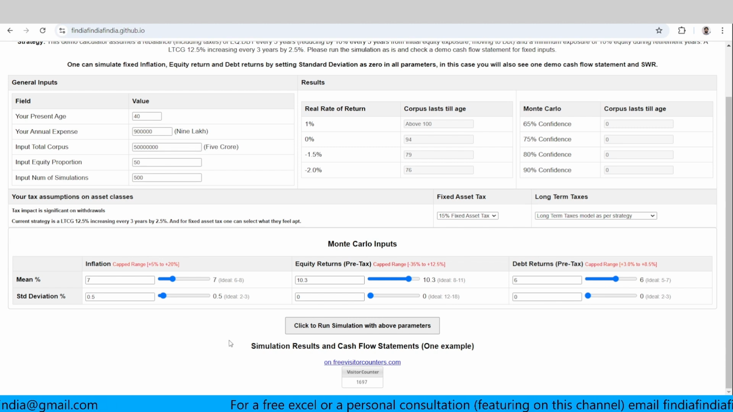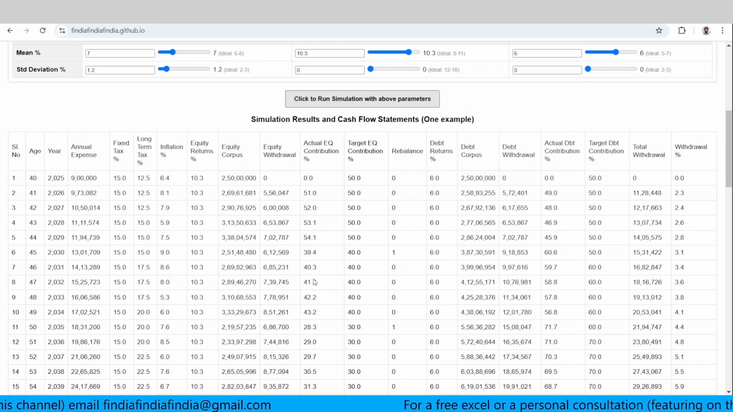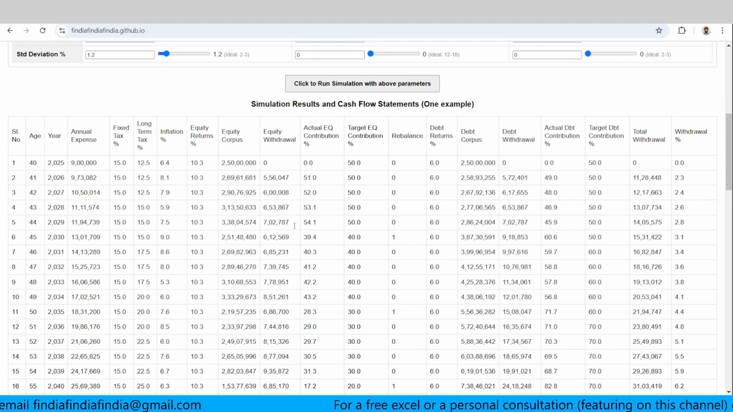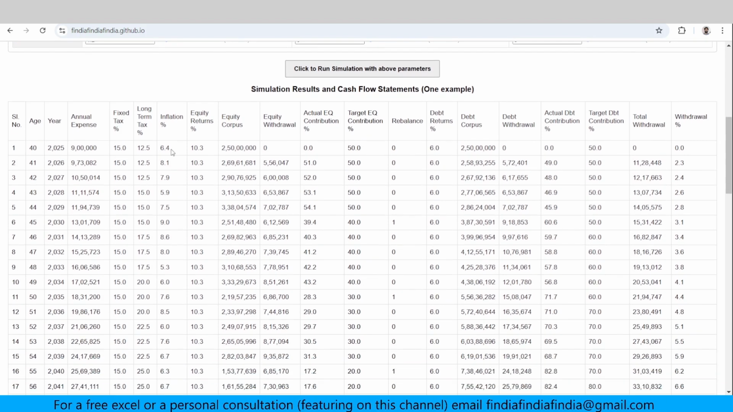Now, just for the sake of doing this, I'm putting inflation as 1% standard deviation with a 7% mean. Let's say 1.2% standard deviation, and all the rest of the things are similar. If I take just one simulation cycle, I get an example cash flow statement here, and that's what I want to show you. With just 1.2% standard deviation and 7% inflation, look at this inflation column, what all we see in terms of inflation. See, 6.4%, 8.1, 7.9, 5.9. So this is a Monte Carlo here.